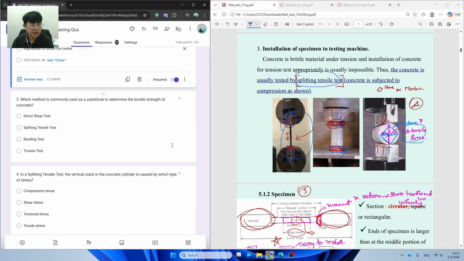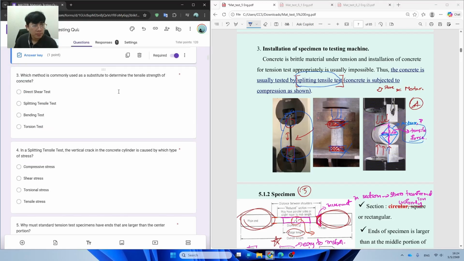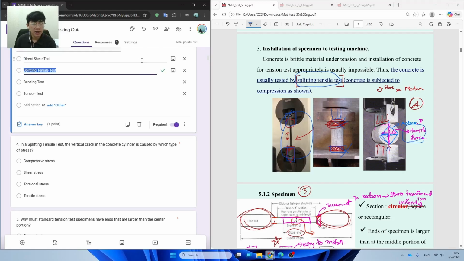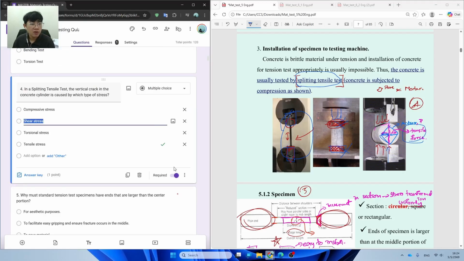Okay, so this is the answer. And for question number 3, which method is commonly used as a substitute to determine the tensile strength of the concrete? Of course, the one that we just discussed is the splitting tensile test. Okay, this one is the correct answer. And for the fourth one, when the crack occurs at the middle, it is caused by the tensile stress. Okay, so this is the answer.